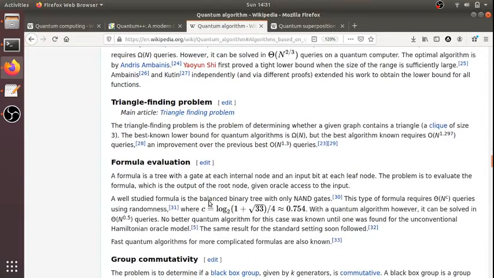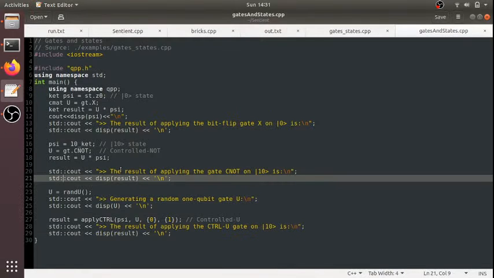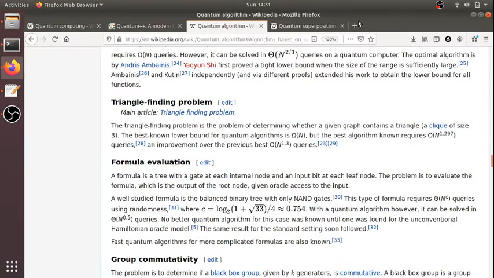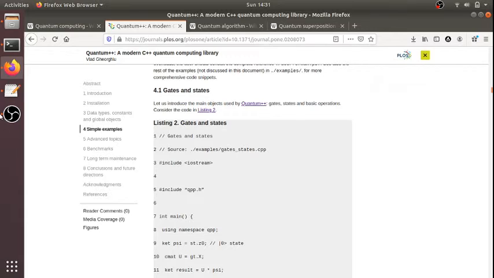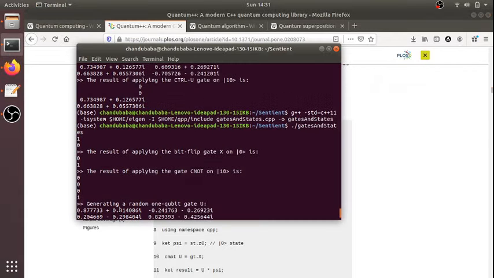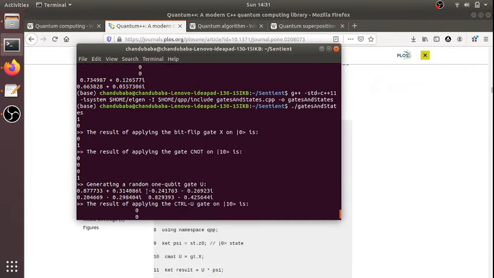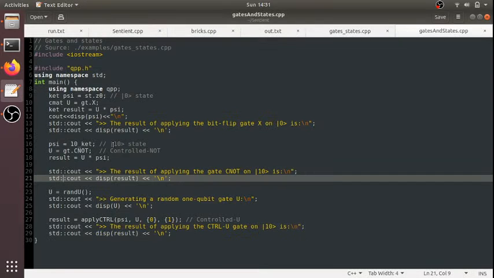Actually, those voltages can be used, no? Where is that? Yes, this one. Generating a random qubit gate U. This is a gate, so if I want to put a C0 on 0... Let's put a C0 on 0. Oh, this is fun, man. Gate C0 result U.